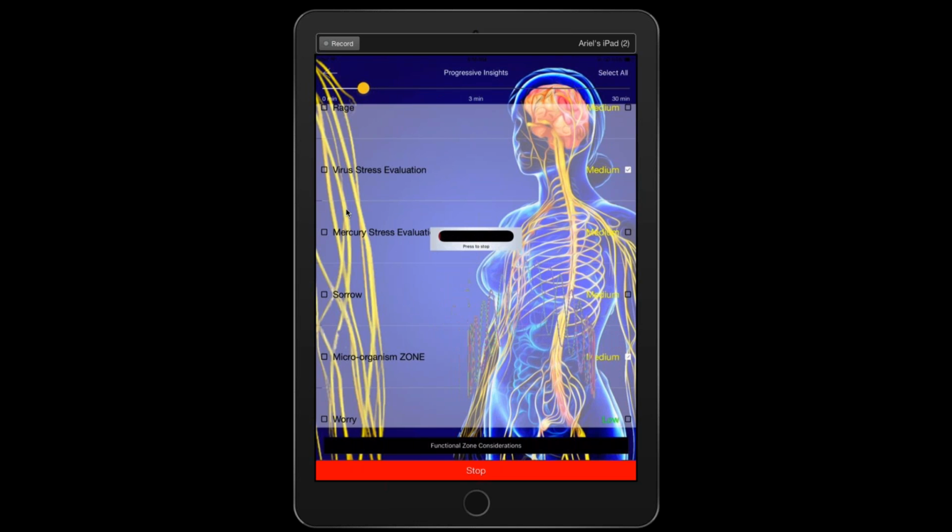Okay, this was just meant to be a short video, but this is how you start working with the functional zones, and you can definitely work from the emotions panel. I'll show you some other panels as well.